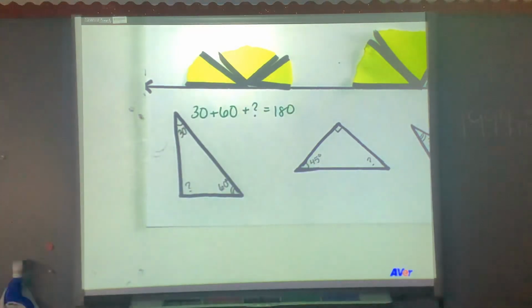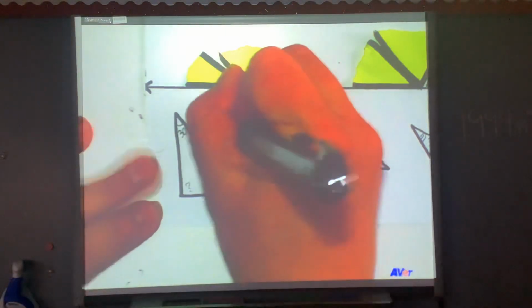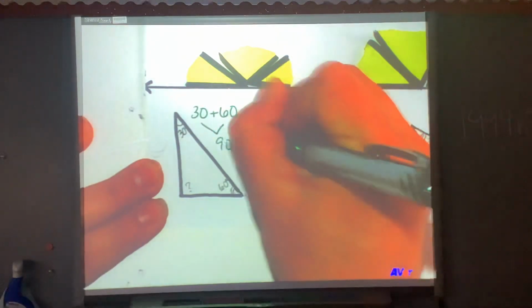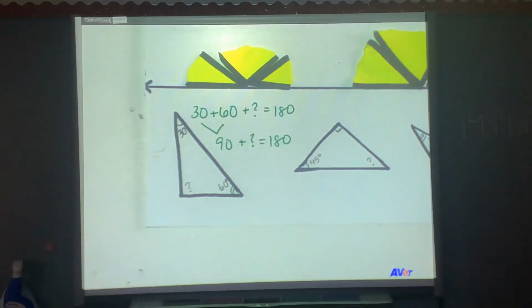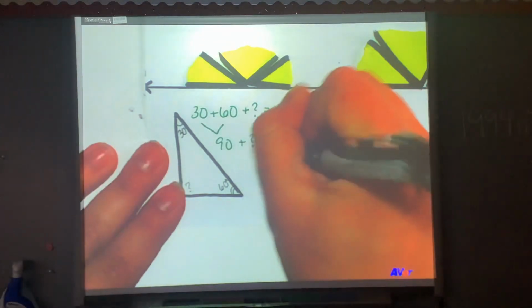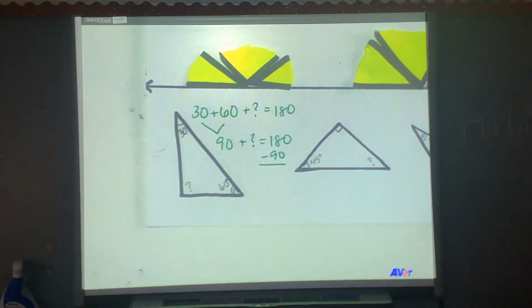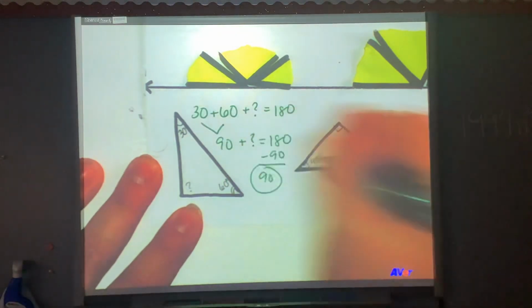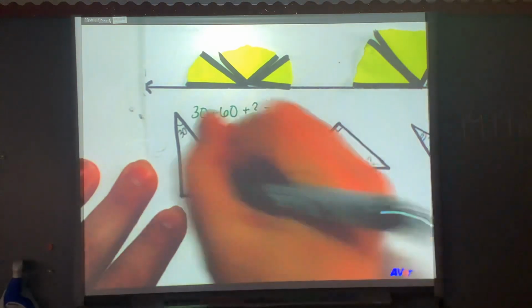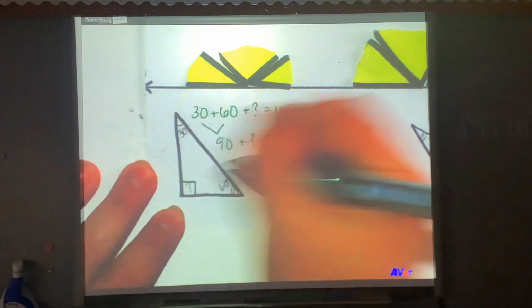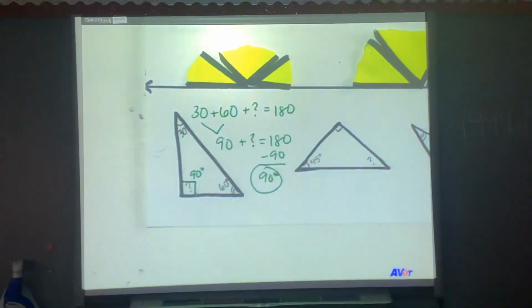Now there's a couple of different ways you can do this. You can add up the 30 plus the 60 and get 90, and then you can know that 90 plus some random number is supposed to equal 180. And in order to figure out what this random number is, you will have to take 180 and subtract 90. 180 minus 90 is actually 90. And so that means that this missing piece was 90 degrees. And we know that 90 degrees means a right triangle. So I'm just going to go ahead and mark my little indication with a right angle.